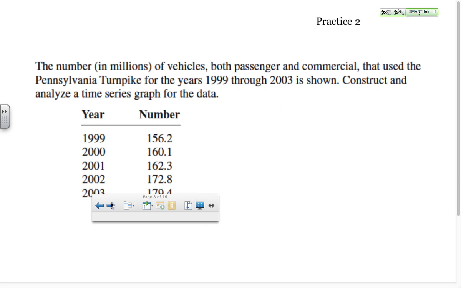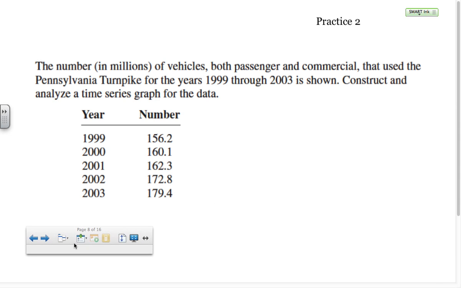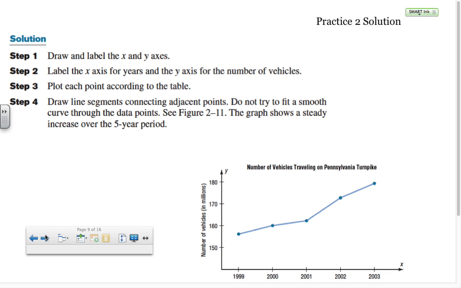All right, here's your practice example. Go ahead and draw yourself a picture in a time series graph, and then pause the video, and then check your answer. Here's your answer. Pause it, check it out, and move on.